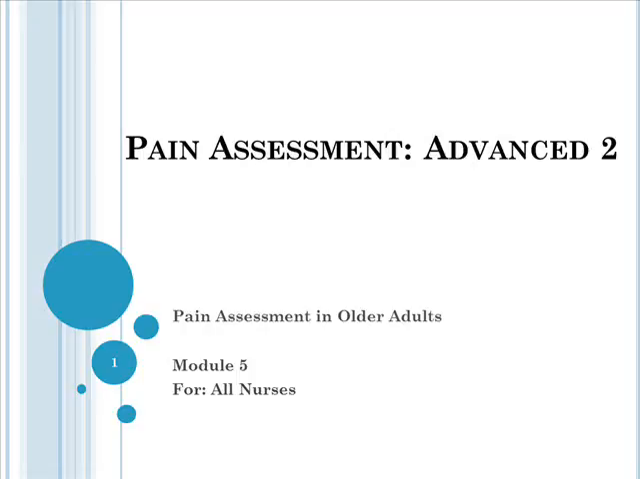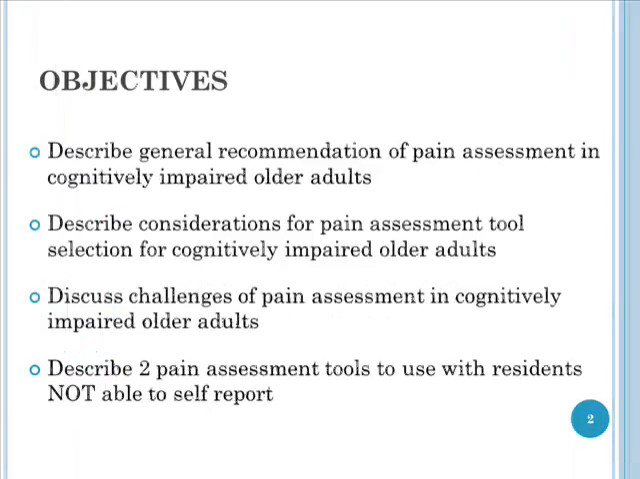Welcome to Module 5, focused on Pain Assessment, Advanced 2. The objectives for this module are to describe recommendations for pain assessment in cognitively impaired older adults, specifically looking at behavior and tool selection, to discuss challenges of pain assessment in this population, and to describe 2 pain behavior assessment tools that can be used with residents who are unable to self-report.